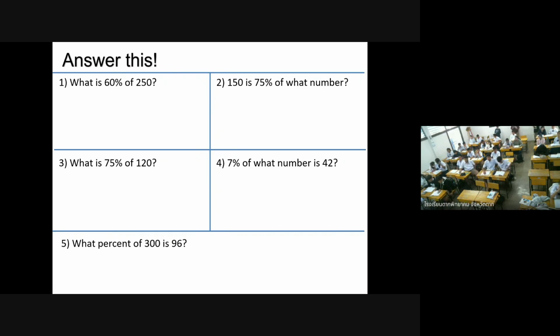Anyway, so for number 1, 2, 3, 4, and 5, I ask you to identify which one is the percentage, the base, and the rate. So you will be able to determine the missing value. So for number 1, what value is missing? Is it the percentage, the base, or the rate?